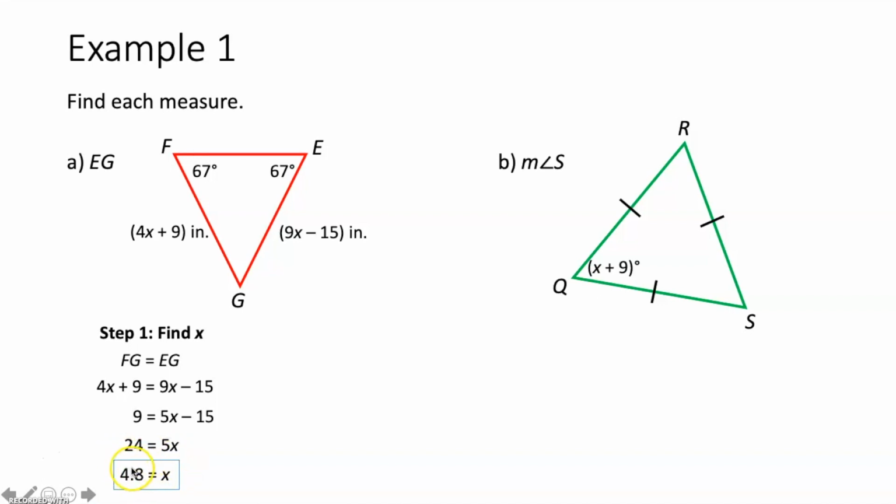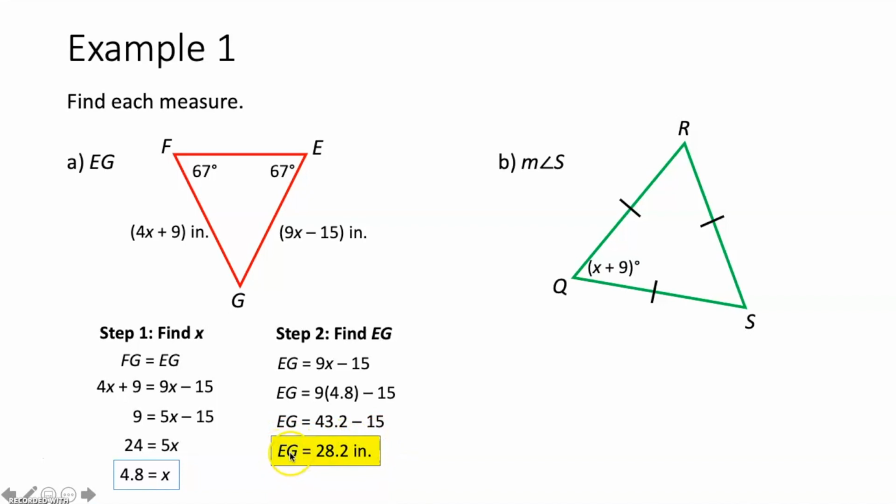So I found x, but that's not what the question's asking. It's asking to find the measure of segment EG. What's the measure of segment EG? That is 9x minus 15. So I take what I just found x to be, 4.8, plug that in for x here, and I simplify. What's 9 times 4.8? That's going to be 43.2. I then subtract 15, and I get the measure of segment EG is 28.2 inches. Remember to write your units if you're given units.